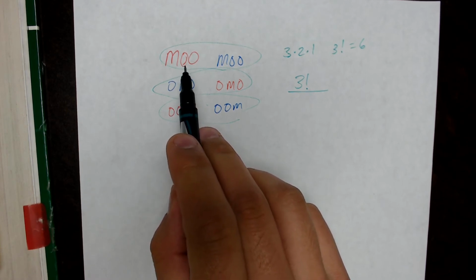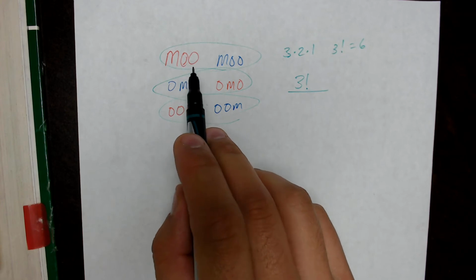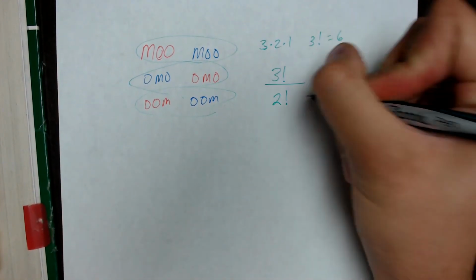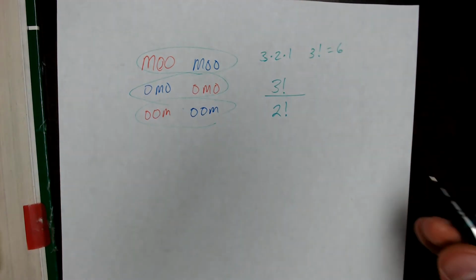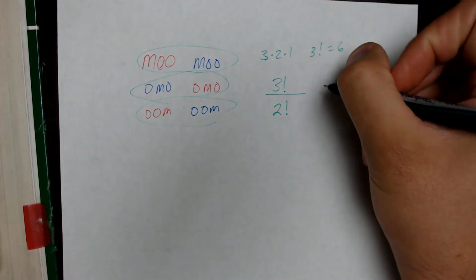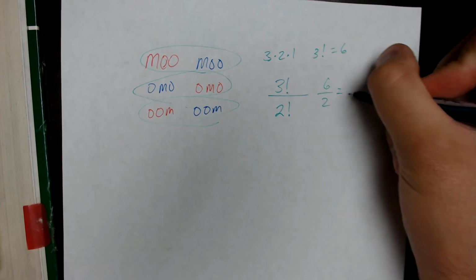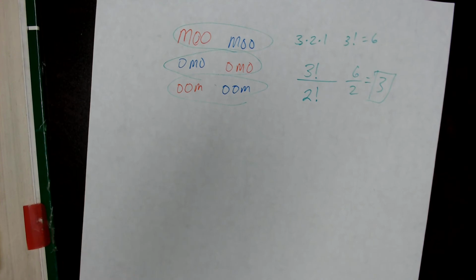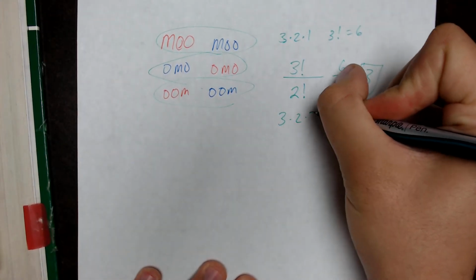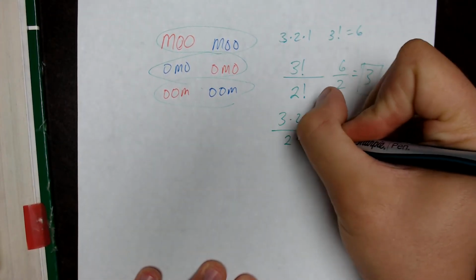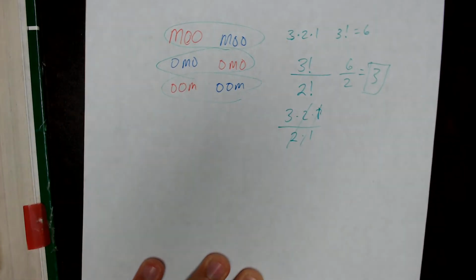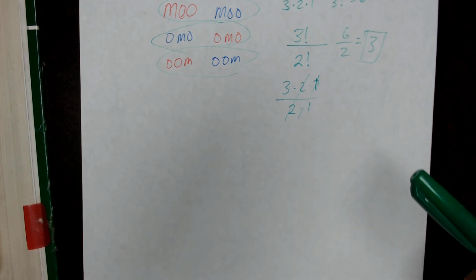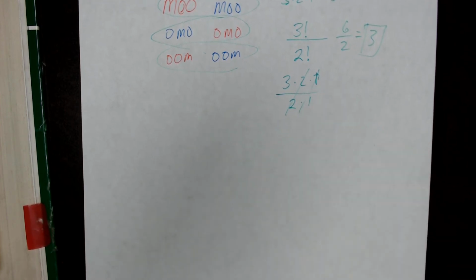The object that I can't tell the difference between is the O. It gets repeated twice, so I'm going to put 3 factorial over 2 factorial, and that will give me my answer. 3 factorial is 6, 2 factorial is 2, 6 divided by 2 is 3, problem solved. Or another way is I could put 3 times 2 times 1 over 2 times 1, and then cancel those. That would be a little bit slower since I'm dealing with low numbers, but if I end up dealing with large numbers like 10 and 5, this is actually very valuable.